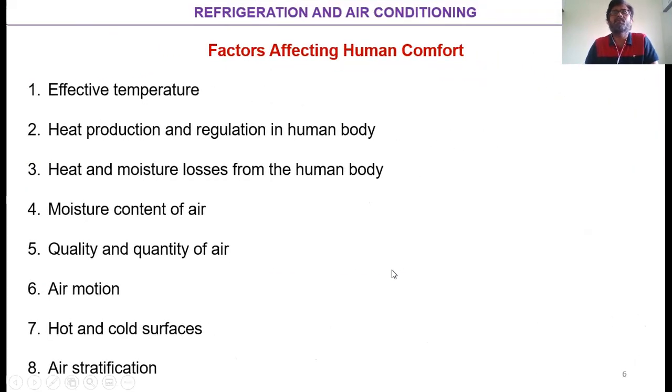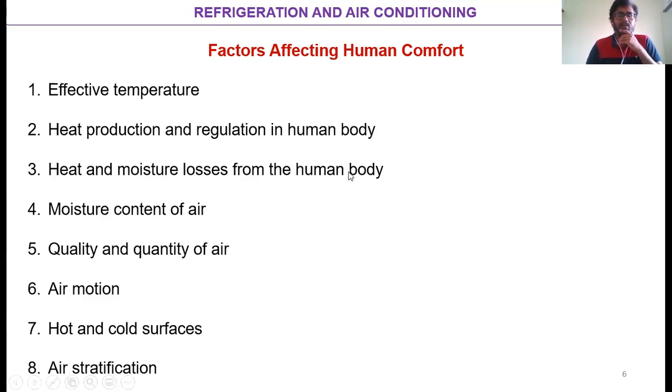The factors which are affecting the comfort of the human beings, some of the factors that we have seen, that is, the requirements of human comfort. The factors which affect human comfort can roughly be given as effective temperature. I will specifically say this is an important term. We are going to define this effective temperature and its importance or relevance in the subject of psychrometry.